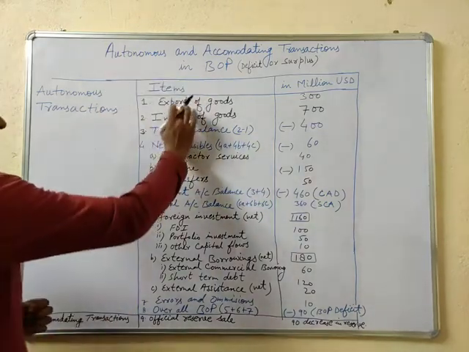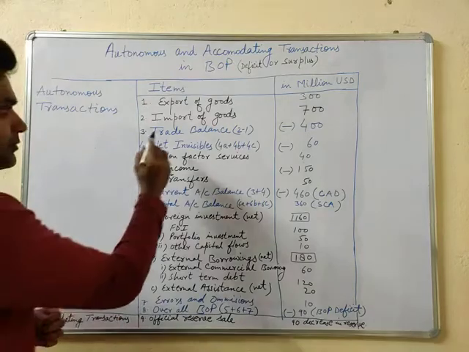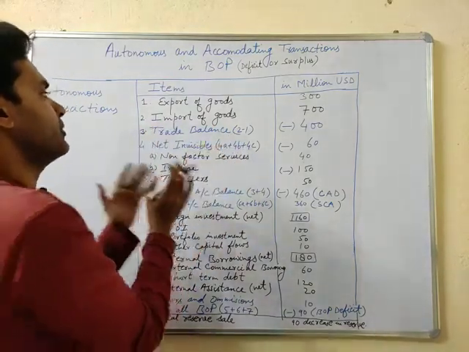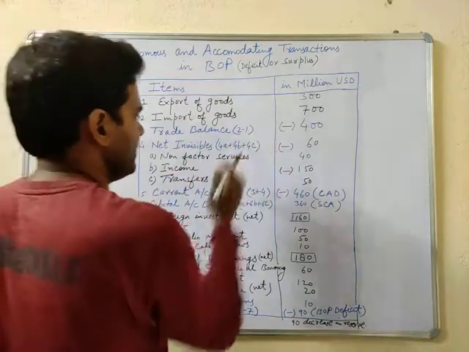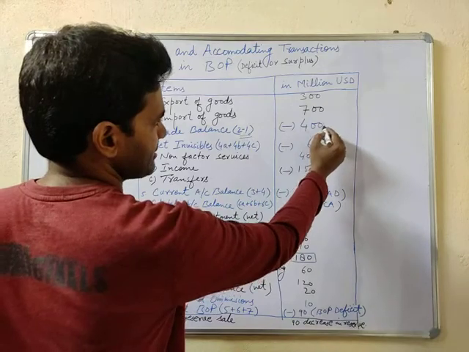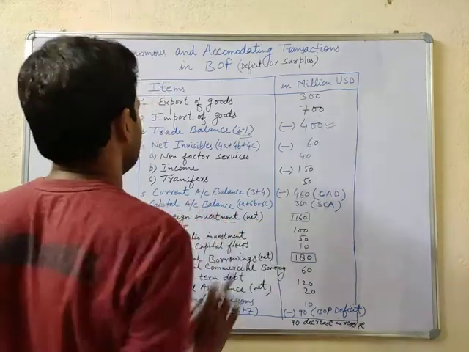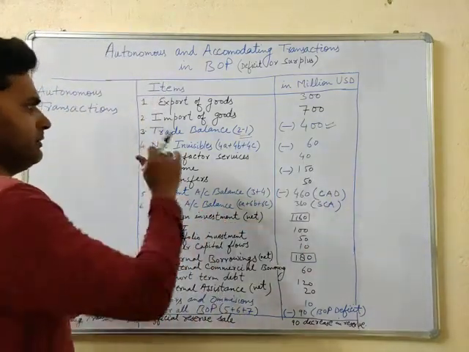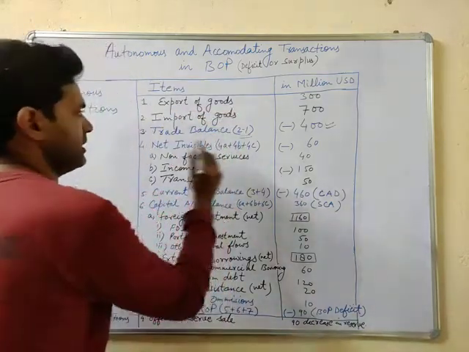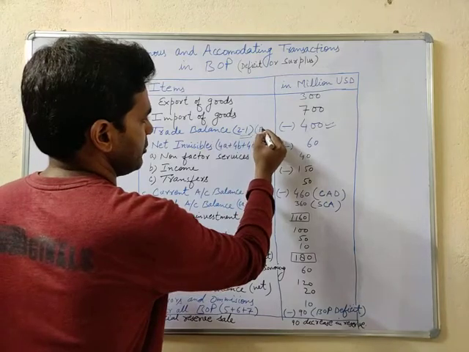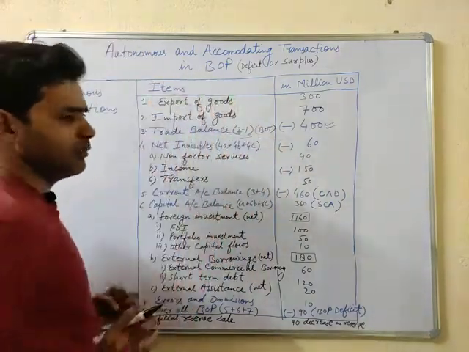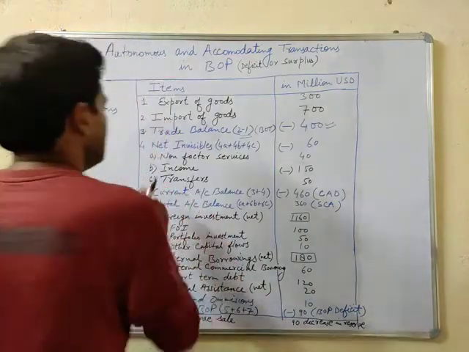This is the part of current account. Trade balance means the export minus import or import minus export, whichever is higher. So trade balance is 2 minus 1, it becomes minus 400. This is the trade balance or balance of trade, what is called as BOT. So this is called as BOT because it is related with the movement of goods only.